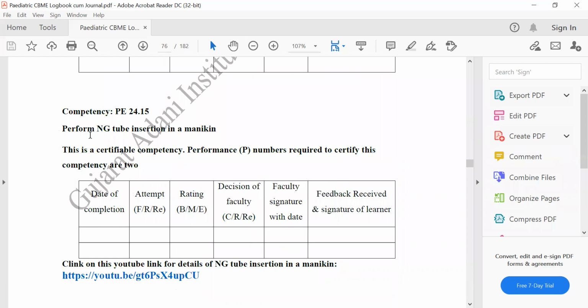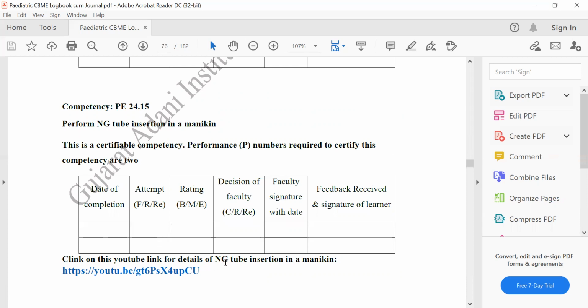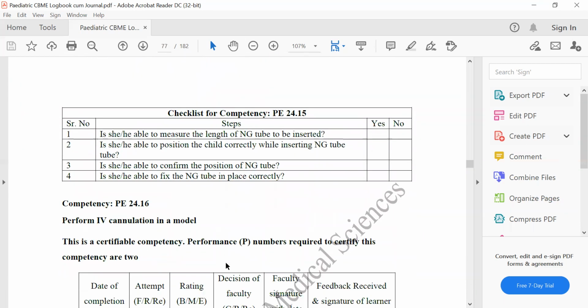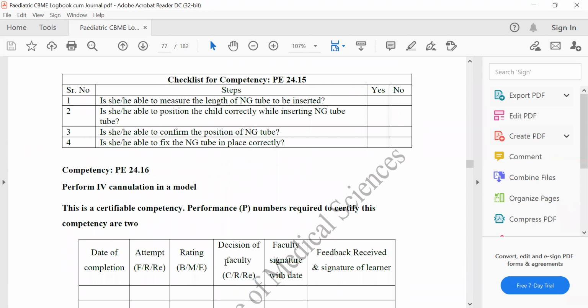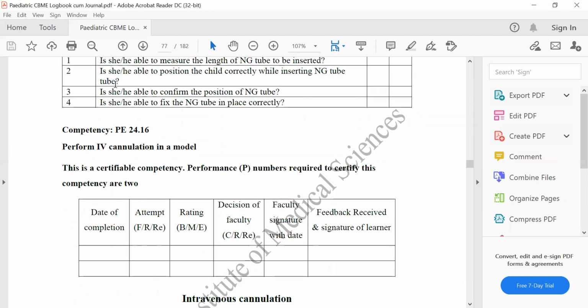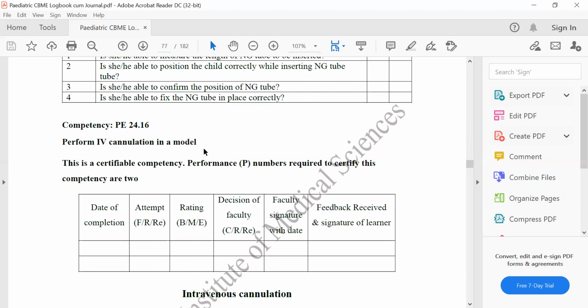So again, this is a competency which is certifiable: perform the nasogastric tube insertion in a mannequin. The performance number required to certify this competency is 2. For this competency, I have put a link because I have uploaded a video on nasogastric feeding tube insertion. So all the details are there. For this one competency, I have mentioned this link, and this is the checklist for this competency, what we are going to check.